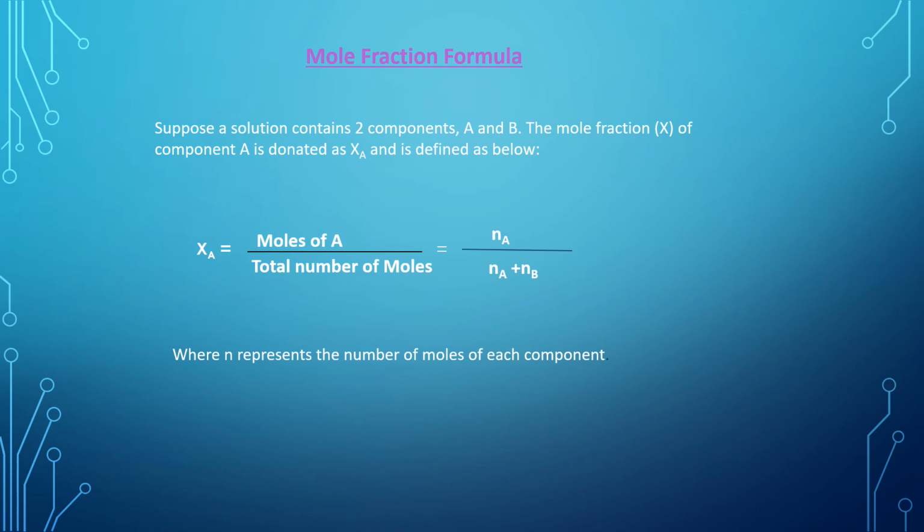Mole fraction formula. Suppose a solution contains two components A and B. The mole fraction of component A is denoted as XA and is defined as below. XA is equal to moles of A divided by total number of moles, nA divided by nA plus nB, where n represents the number of moles of each component.